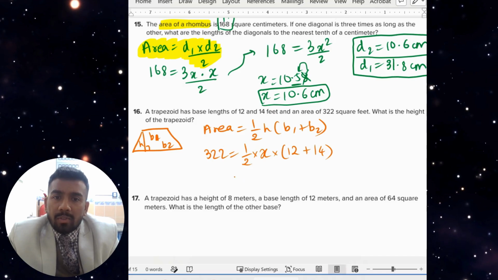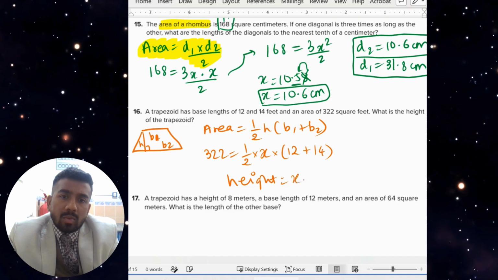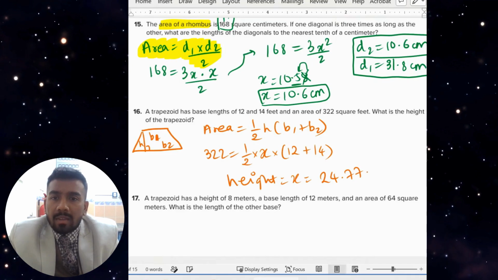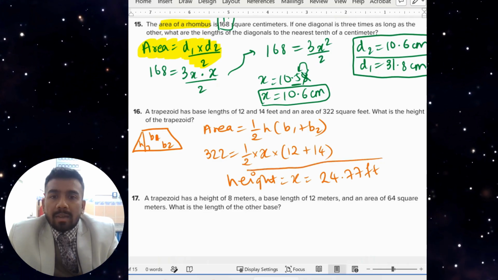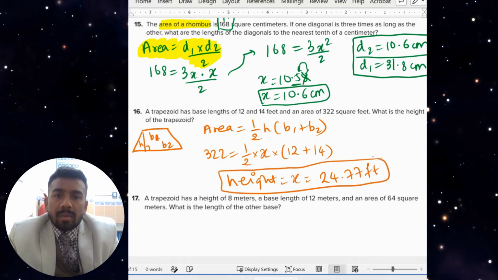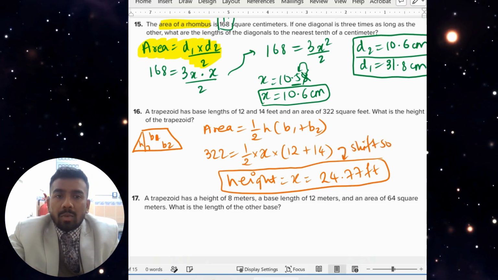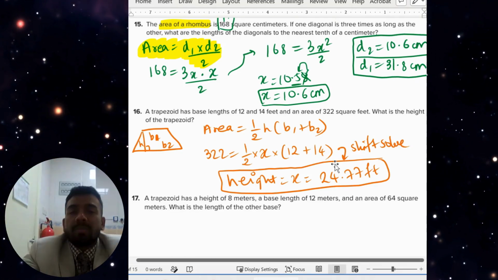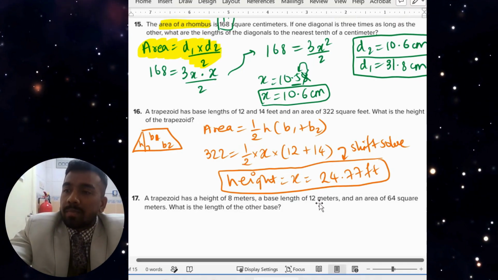So 24 point... So what's the height? That's your x, 24.77. Okay, what's its unit? Feet. So that's the height. Shift solve. Okay, as you have multiple choice, there's no need to solve it by hand. Shift solve is much better. Let's go to the next one.